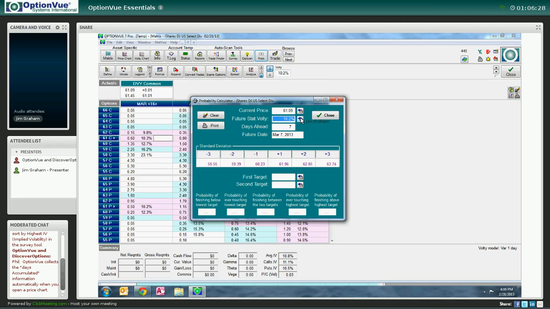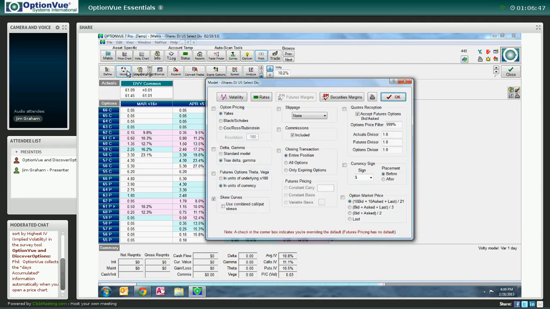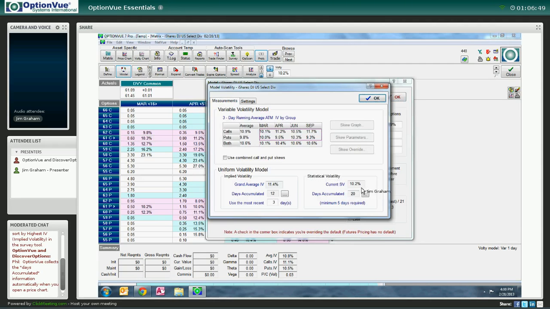And it's really designed to create a bell curve, and here's the bell curve. It's showing the readouts from it: 1, 2, and 3 standard deviations down, 1, 2, and 3 standard deviations up. And so again, in this model, in the matrix, volatility, it's pulling this statistical volatility.